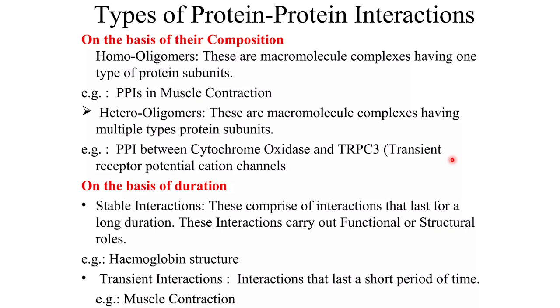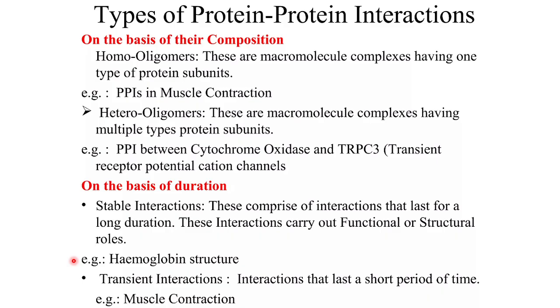So it happens in cytochrome oxidase and TRPC3, the transient receptor potential cation channel. So there are some channel proteins that are in the form of heterooligomers. Now, you can also categorize interactions on the basis of their duration. Stable interactions last for longer durations, so they have a very tight affinity towards each other, with a KD value in the nanomolar or picomolar range. These interactions carry out functional or structural roles, like the hemoglobin structure. And then there are transient interactions, where the interactions last for a shorter period of time.